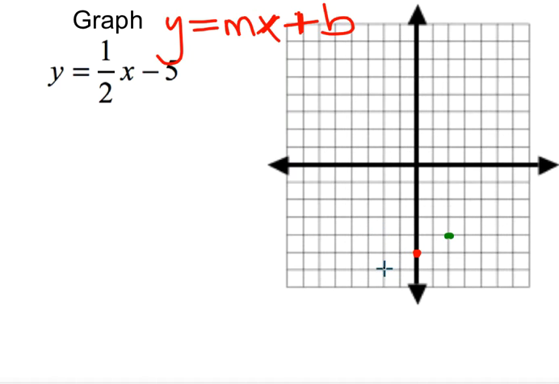So once you're done with that, you can simply graph the line by connecting the 2 points, and don't forget to include arrows on the ends of your lines. And that is graphing in slope-intercept form.